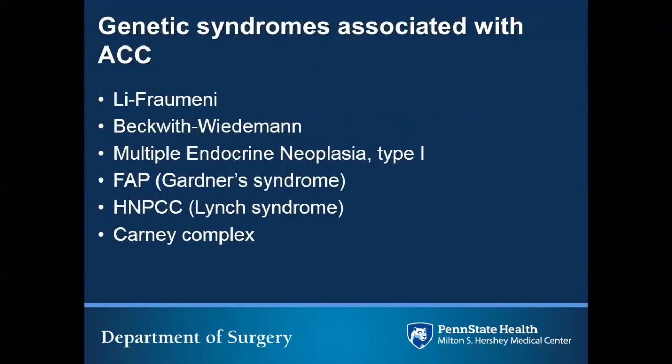You can see adrenocortical carcinomas associated with some genetic syndromes: Li-Fraumeni, which is a TP53 mutation, Beckwith-Wiedemann syndrome, and the FAP and HNPCC, which we know much more from colorectal carcinoma. You can see them at a slightly higher rate in MEN1. We think of MEN1 as parathyroid, pancreas, and pituitary. We do see an increased rate of adrenal lesions, most of which are benign, but some of which can be adrenal cancer.